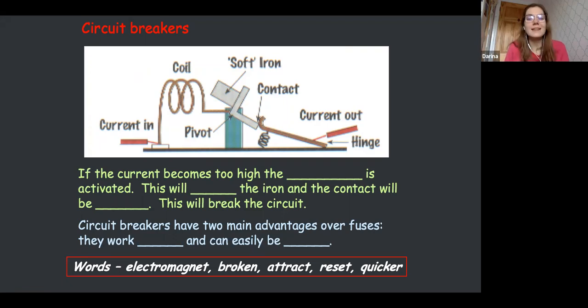A fuse is just melted wire, right? So you have to take that fuse out and replace it with a different one. And just a note on fuses, remember, you also have to select the right fuse for your circuit. That means you need to know the normal operational current of the circuit, and then go a little bit higher.